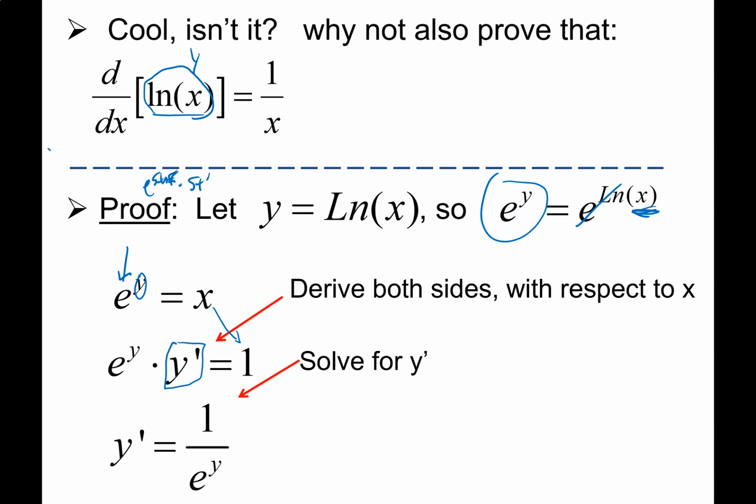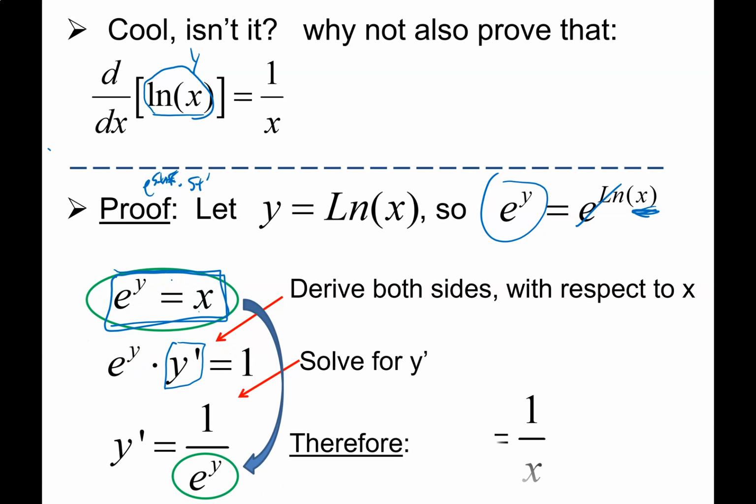Now let's go back a little bit, shall we? I know I've seen an e to the y somewhere. Oh, here it is right there. What does e to the y equal? Well, it equals x. So instead of my derivative equals 1 over e to the y, my derivative of ln x is 1 over x. Again, QED.